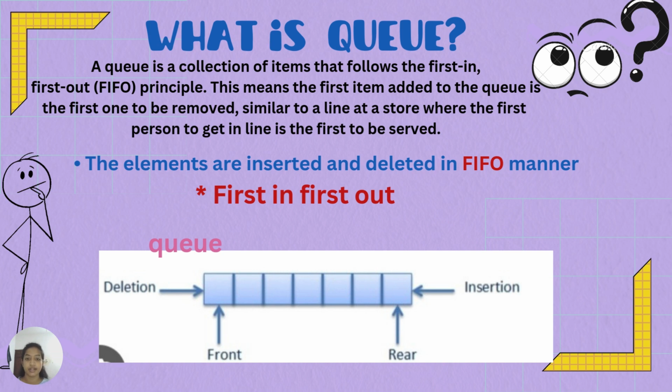This means the first item added to the queue is the first one to be removed, similar to a line at a store where the first person to get in line is the first to be served. The elements are inserted and deleted in a FIFO manner. First in, first out is the principle of a queue. Looking at this diagram, we can get a small idea about what a queue is.